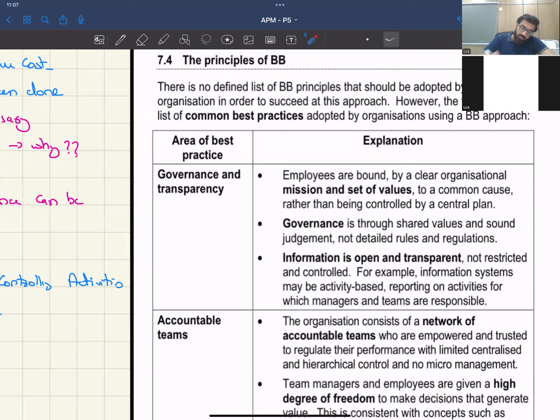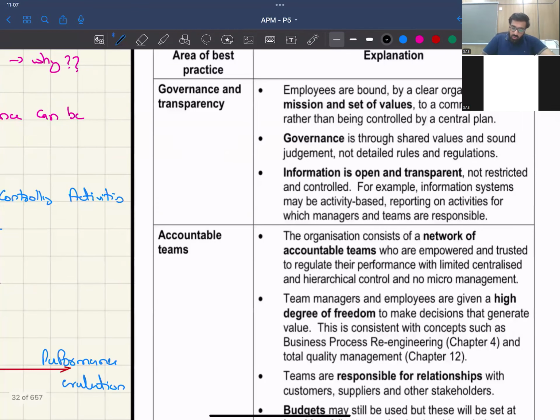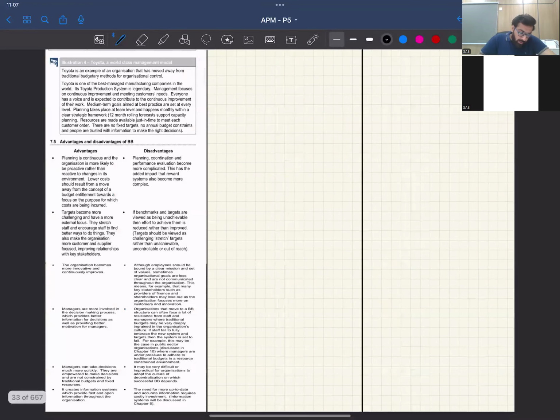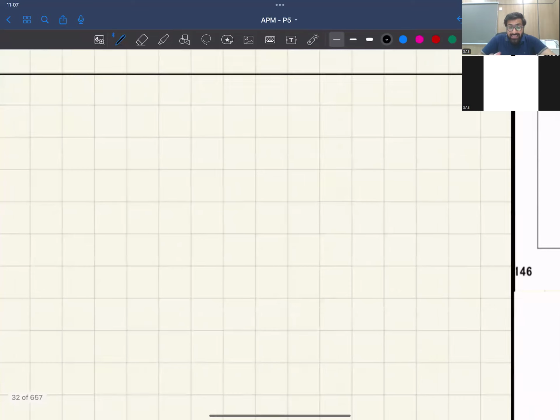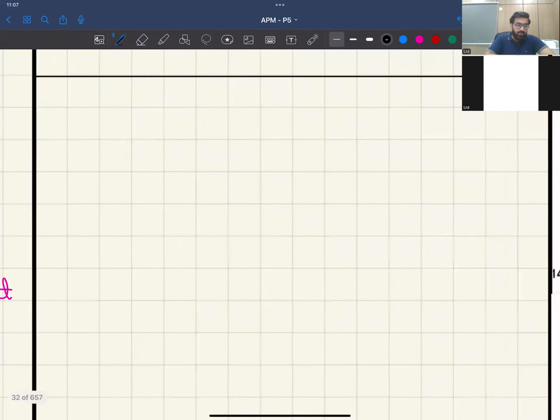Now, what's BB? It's basically beyond budgeting, right? So again, a theoretical topic, but this is tested and this can be tested in your paper.